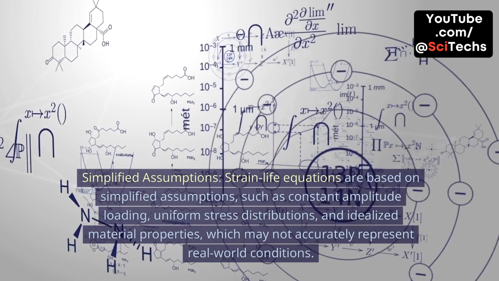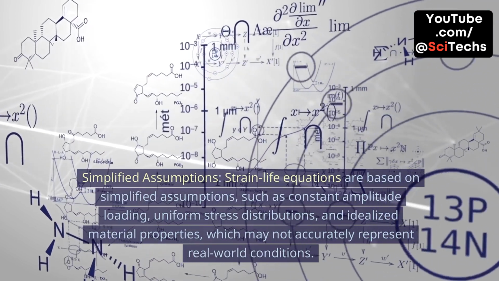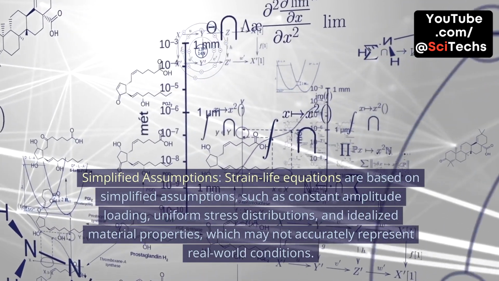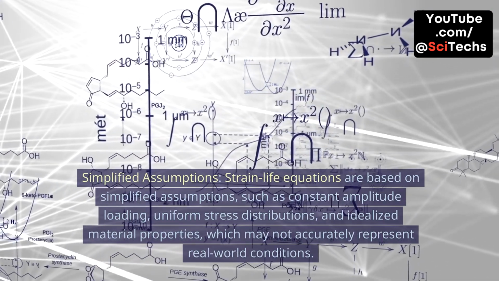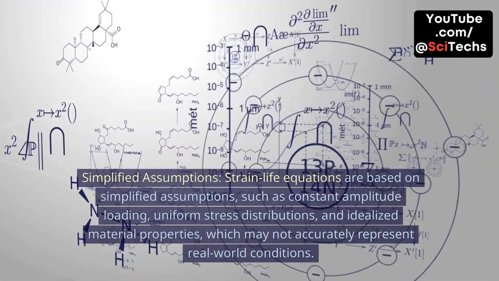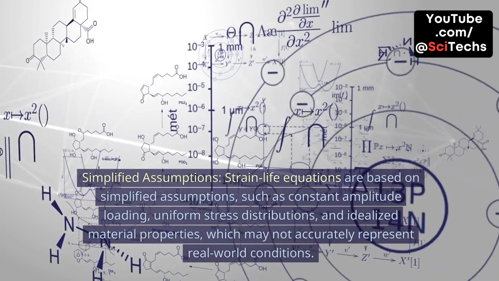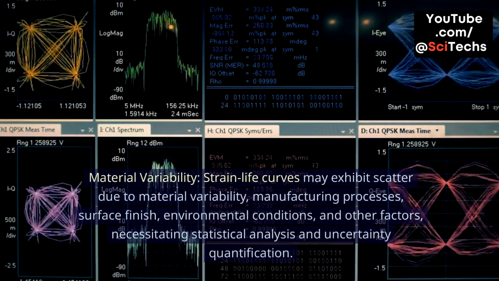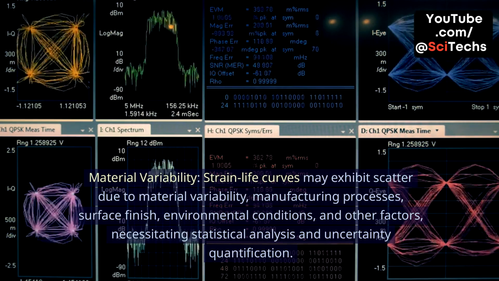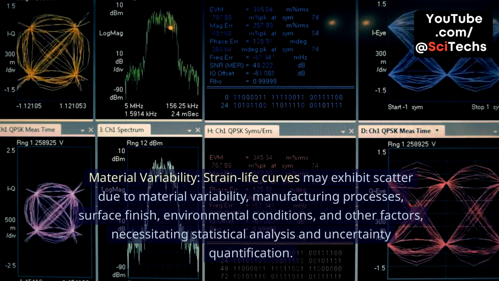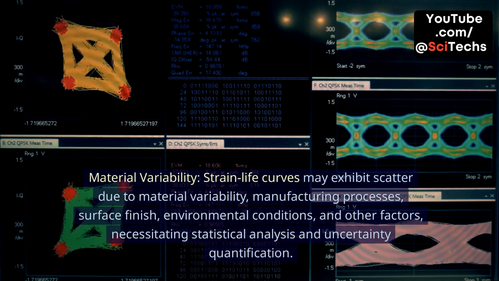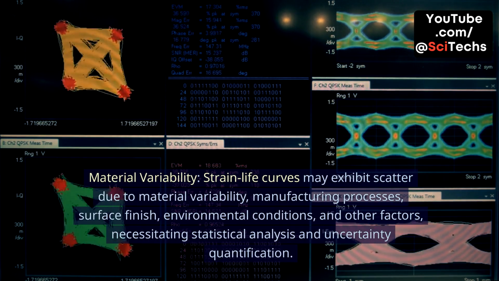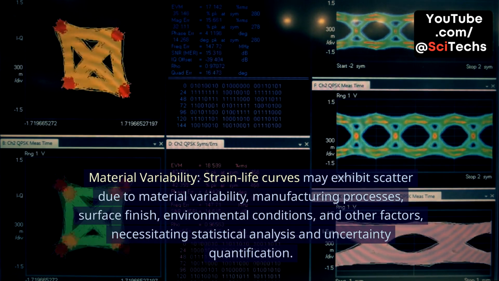Simplified assumptions. Strain life equations are based on simplified assumptions, such as constant amplitude loading, uniform stress distributions, and idealized material properties, which may not accurately represent real-world conditions. Material variability. Strain life curves may exhibit scatter due to material variability, manufacturing processes, surface finish, environmental conditions, and other factors, necessitating statistical analysis and uncertainty quantification.